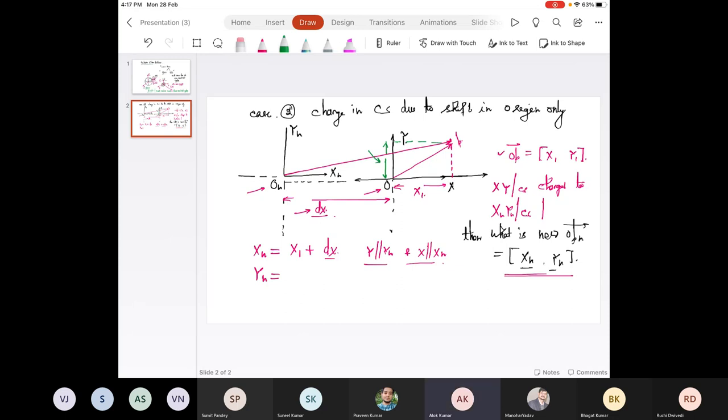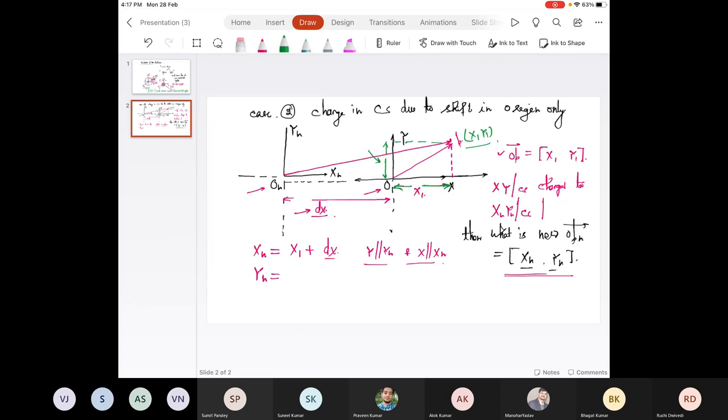Sir, OP sin theta. OP sin theta kahan se aayega yahan pe? Sir, y OP will consider it. It's y1. If the coordinate of this is x1 and y1, and the way I have written the projection on the x axis, it's x1. What is x1, y1? It's the projection of vector OP on the x axis and y axis.